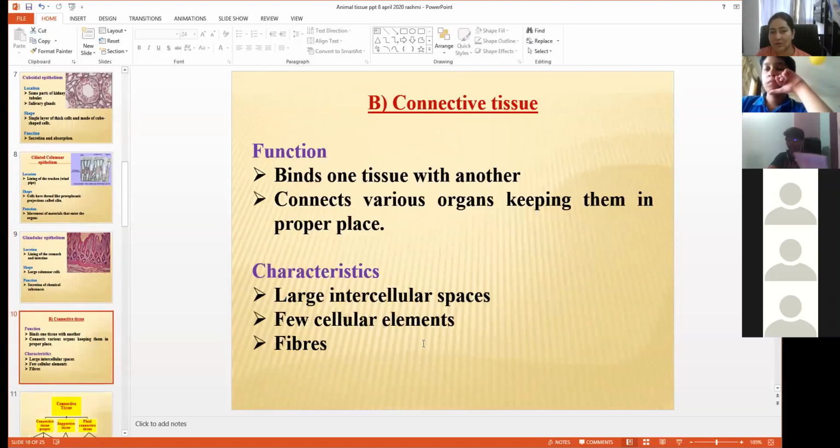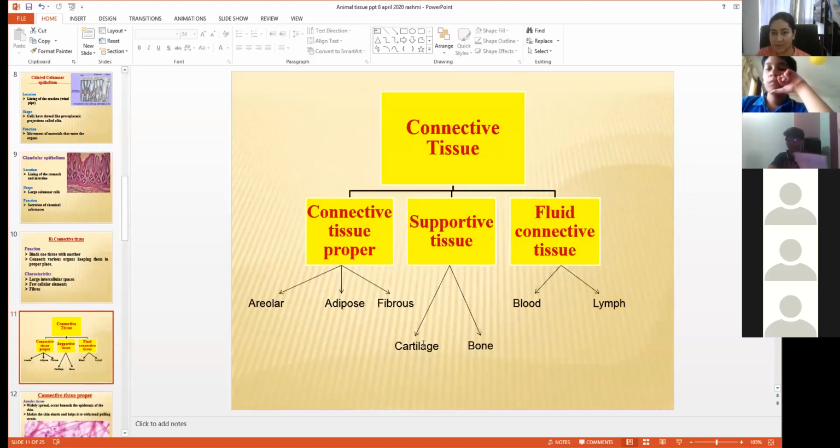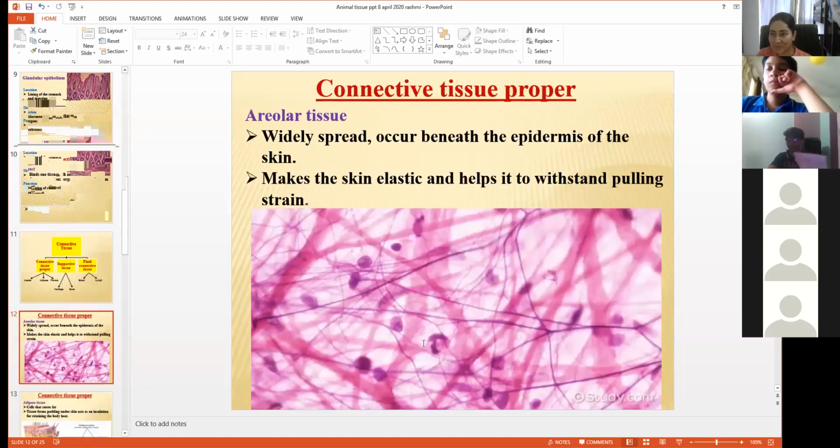Then we moved on to the connective tissue, right? There are three types: connective tissue proper, the supportive tissue, and the fluid tissue. Out of these three tissues, students, we had finished with the areolar and the adipose, and we were on the fibrous tissue. This is where our time ended.